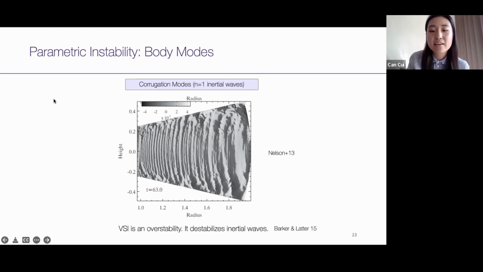So Henrik and I proposed a way through a parametric instability. To understand the parametric instability, the first thing we need to know is that the VSI is an overstability. It destabilizes inertial waves, which was found by Barker and Latter about seven years ago. So the corrugation modes, these vertical motions, are the inertial wave corrugation modes.